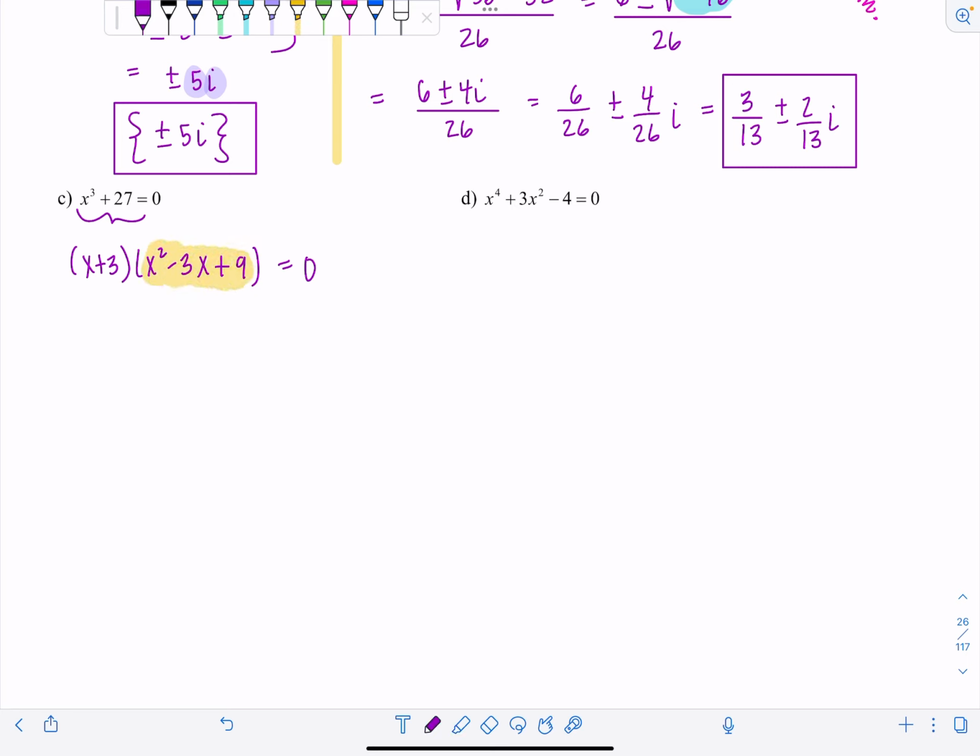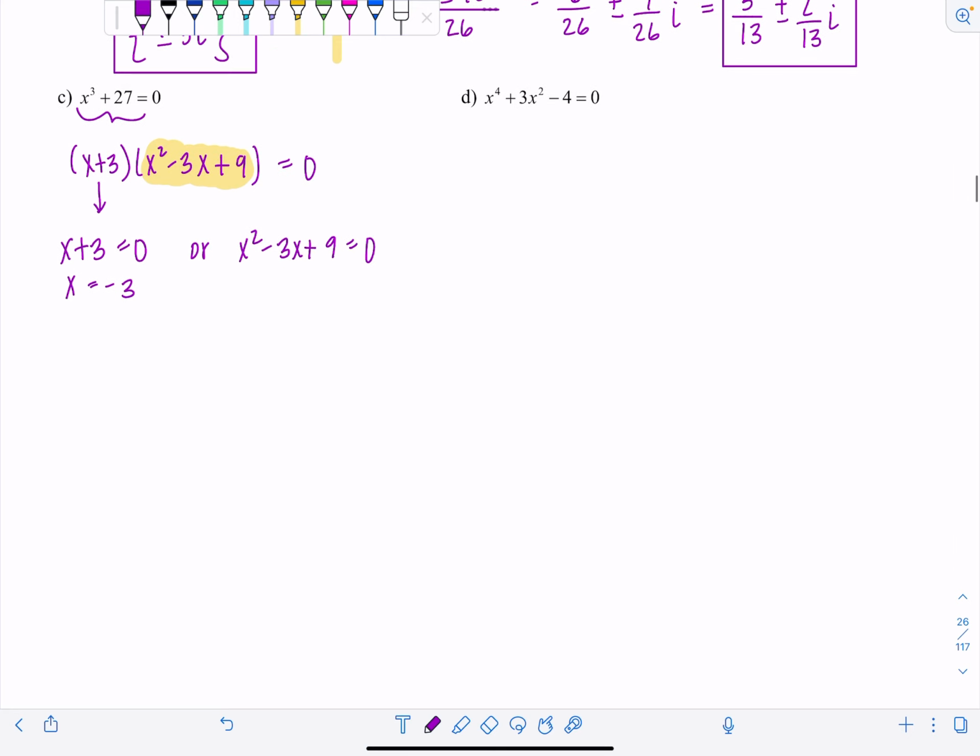And so now I'm going to use the zero product property and set each factor equal to 0. So x plus 3 is 0, or x squared minus 3x plus 9 is 0. I can see right away x plus 3 equals 0 means x equals negative 3. That was that first answer that we just found, right? But the other 2 answers are sitting in this quadratic equation. I just said it didn't factor, so what else do we do? Sit and cry? No, we use the quadratic formula.